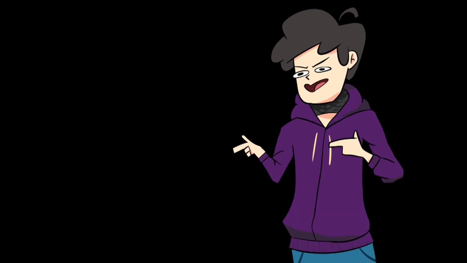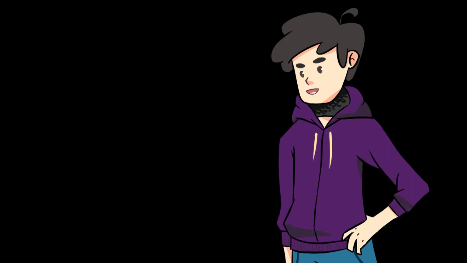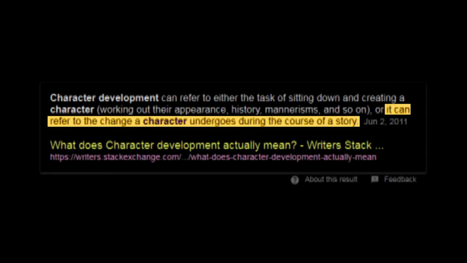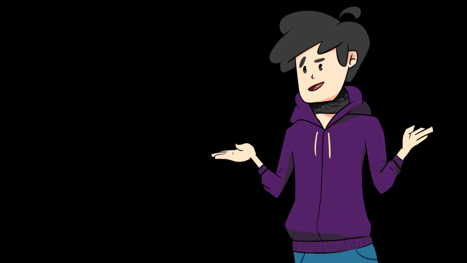Character development. Hey, there's a term that gets thrown around by pretentious movie critics who want to sound like they know what they're talking about. So, what is character development? It can refer to the change a character undergoes during the course of a story. Well, it basically means how much shit gets thrown at your character.